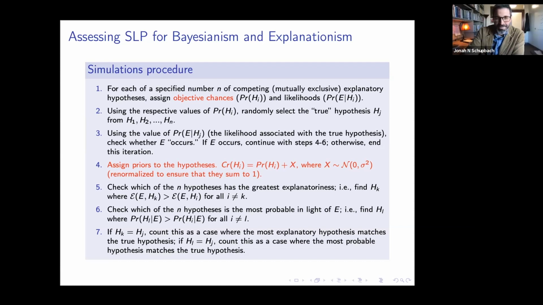And we'll do that. Then finally, in step 6, instead of letting the objective chances, the PR, the probabilities, straightforwardly determine posterior probability, we'll let those posterior probabilities be calculated using the new potentially inaccurate subjective credences.